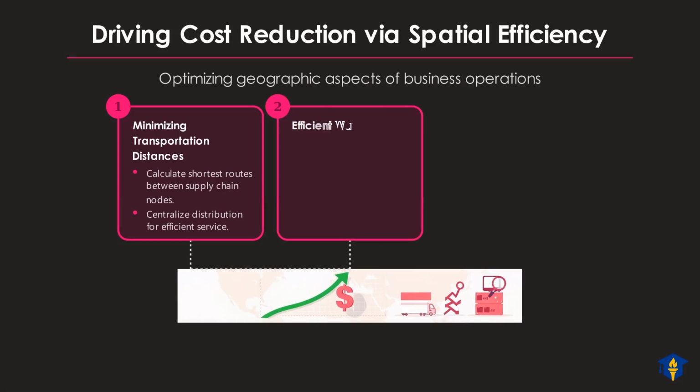Another crucial aspect is efficient warehouse location for optimal flow. Locating warehouses near suppliers reduces inbound transportation costs significantly. Placing them near customers also cuts down on delivery times considerably.